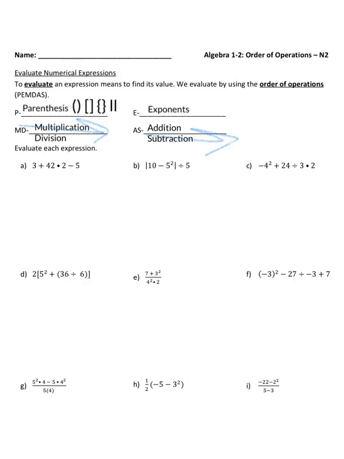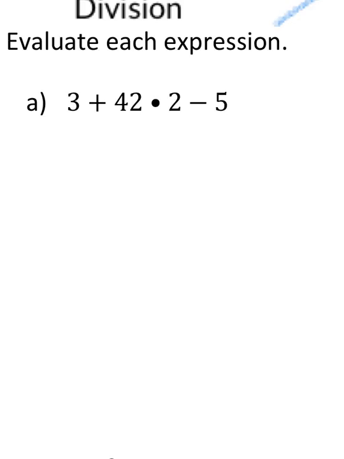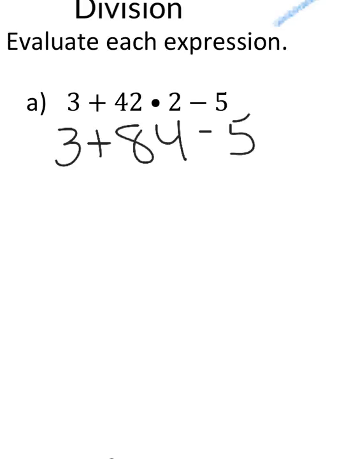Evaluate each expression. As I look at letter A, I see 3 plus 42 times 2 minus 5. Following PEMDAS, the first operation I must do is multiplication. I'm going to continue to show my work neatly down the page and only do the multiplication first. 42 times 2 is 84. Again, showing the rest of the steps.